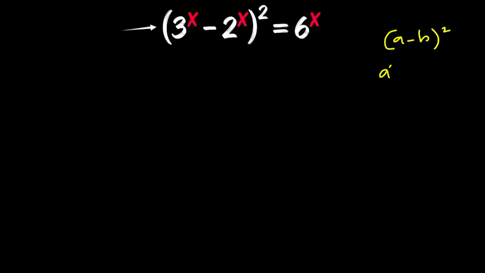To solve this equation, let us expand this bracket because we know that (a − b)² is the same as a² + b² − 2ab. So we're using that exact same identity here.